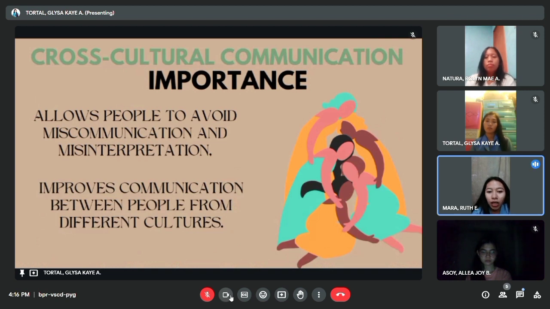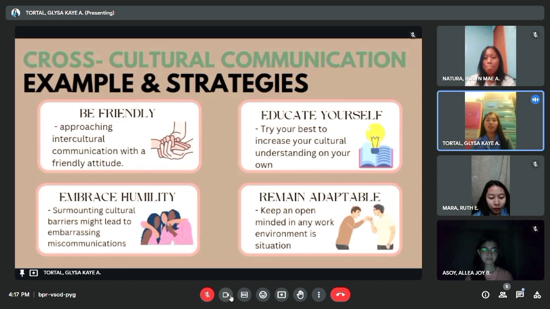This fosters collaboration by giving people a sense of belonging to a team. So here are the strategies para maging maganda ang pakikipag-communicate natin sa different people with different beliefs and norms. First and foremost is be friendly. So be friendly is approaching intercultural communication with a different attitude.